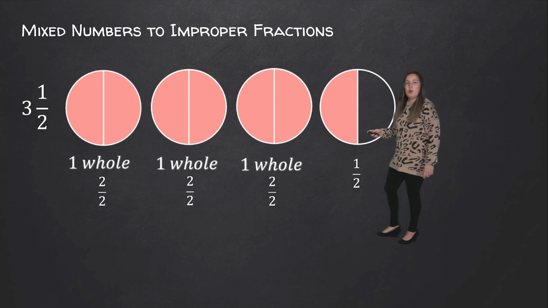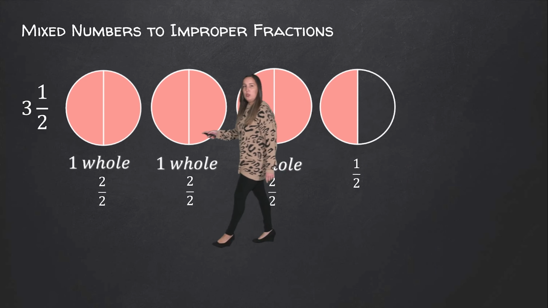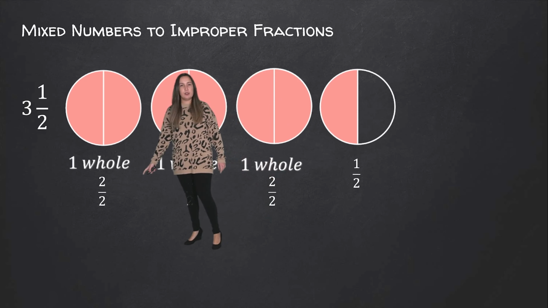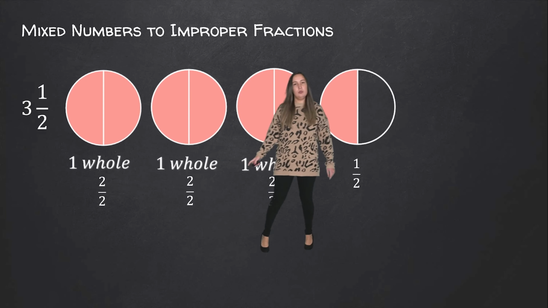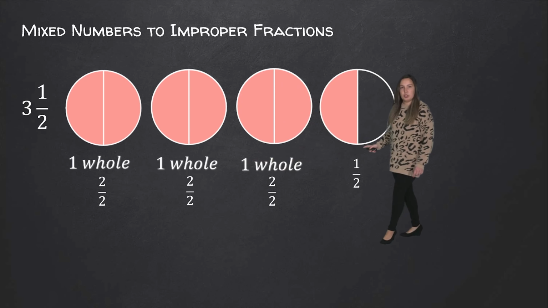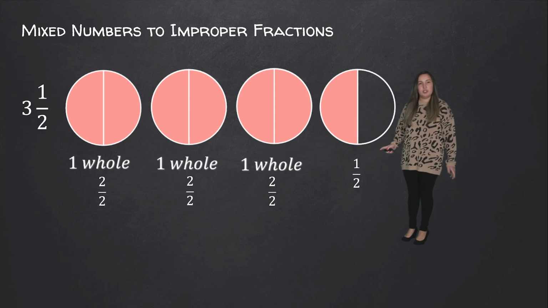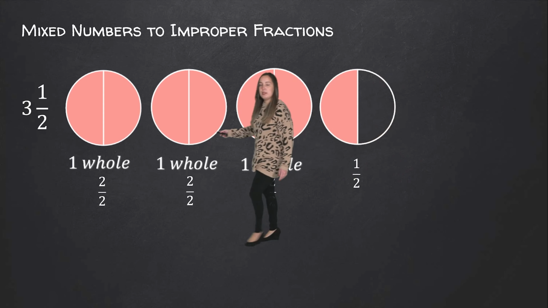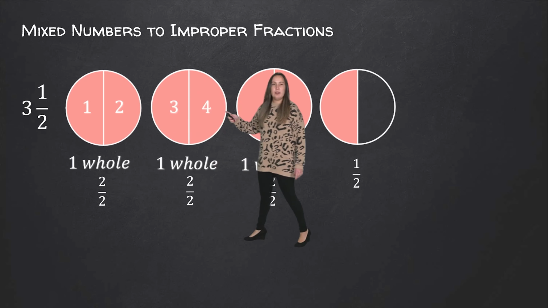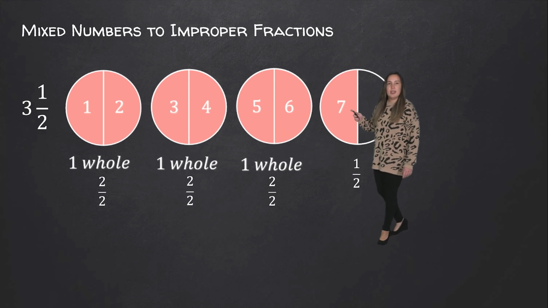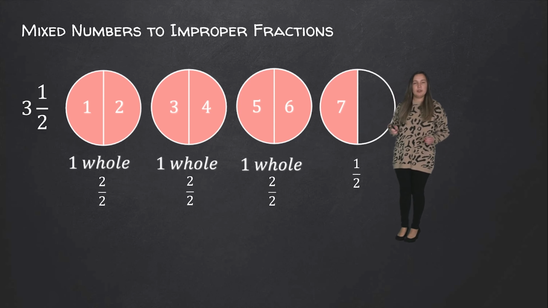If we wanted to know how many pieces we had in total, what we could do is take the numerators for each fraction and add them up. So 2 over 2 plus 2 over 2 plus 2 over 2 plus 1 over 2 is going to equal 7 over 2. And essentially that just means that we have 7 pieces. So we have 1, 2, 3, 4, 5, 6, 7 pieces, and each one of these circles is split up into 2 equal parts. So 3 and 1/2 is equivalent to 7 over 2.